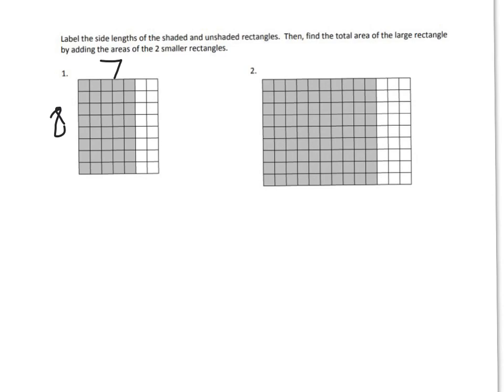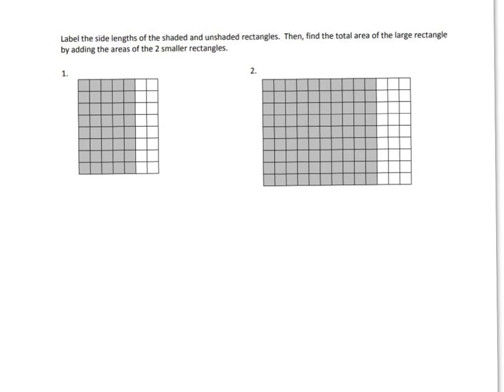8 times 7, because that's the length times the width. That is a larger multiplication problem. So what they want you to do is break it up into two smaller multiplication problems, and they're giving you the shaded rectangle and the unshaded rectangle. So watch how I fill this in.